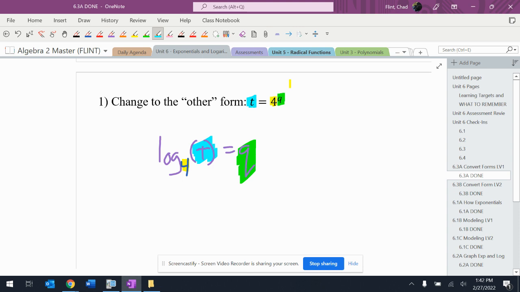I'm not sure how you want to remember this. I remember it's base, answer, exponent.